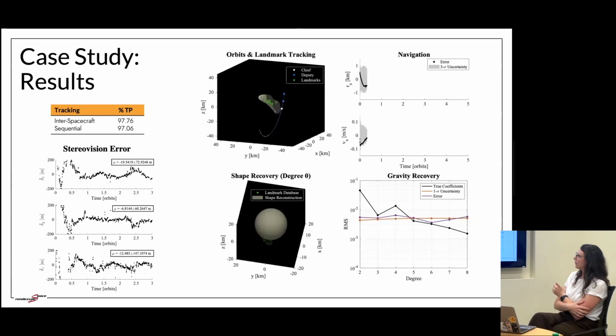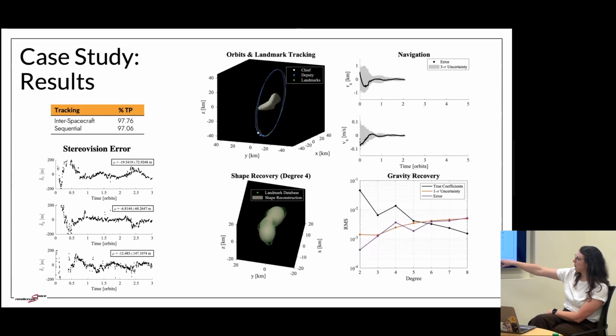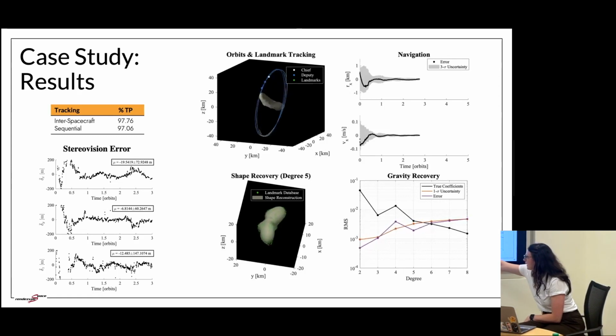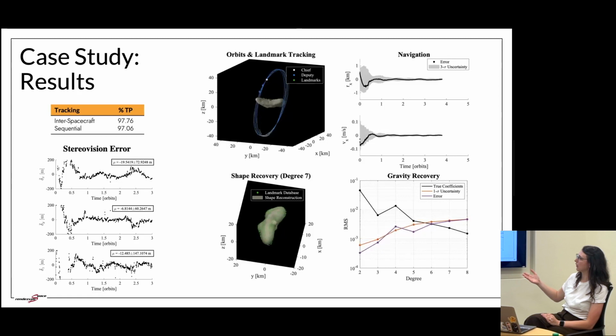And this is the result of that system. Up here you can see the navigation filter, with position estimates and velocity estimates being refined over time. In the bottom left, the green points are the 3D landmark point clouds, and the spherical harmonic shape is being fit to them over time as those landmarks come in. And also the gravity coefficients are being refined over time.